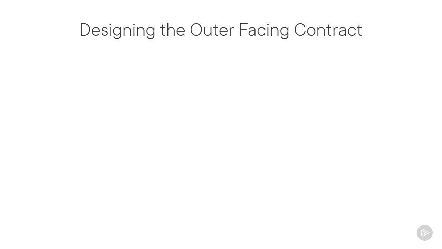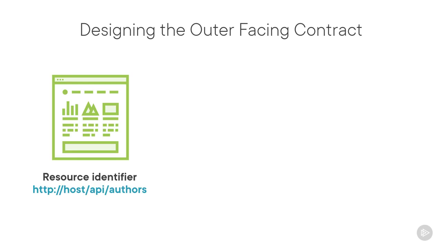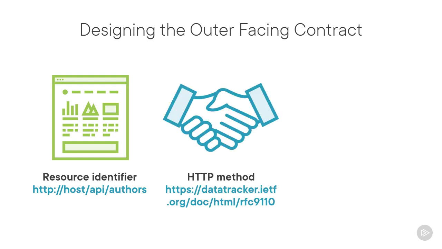Let's talk about designing the outer-facing contract. It consists of three big concepts a consumer of an API uses to interact with that API. First, the resource identifiers. In other words, the URIs where the resources can be found. That is combined with HTTP methods like GET to get resources, POST to create them, and other ones we'll look into. These methods are part of the HTTP standard, which you can find via the link on screen.